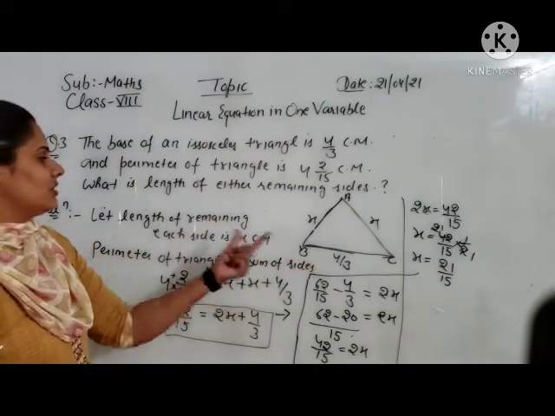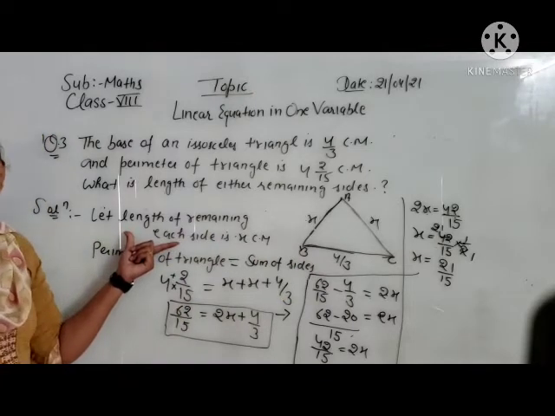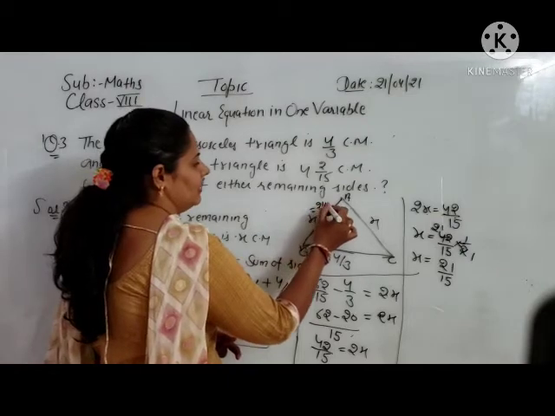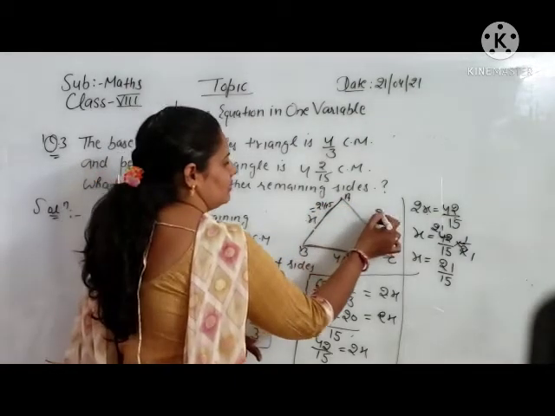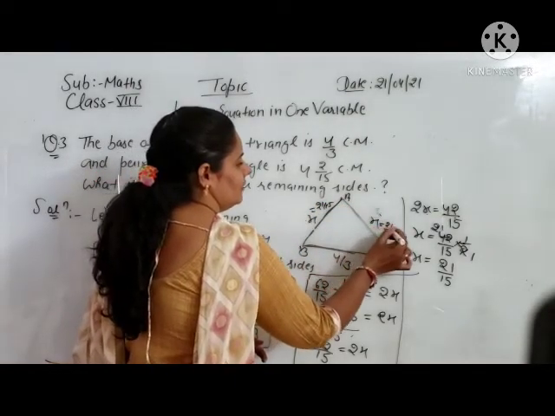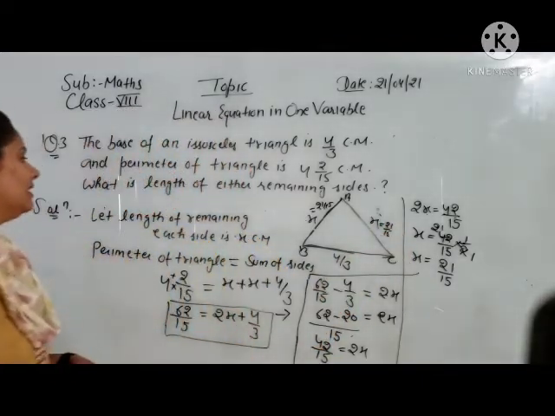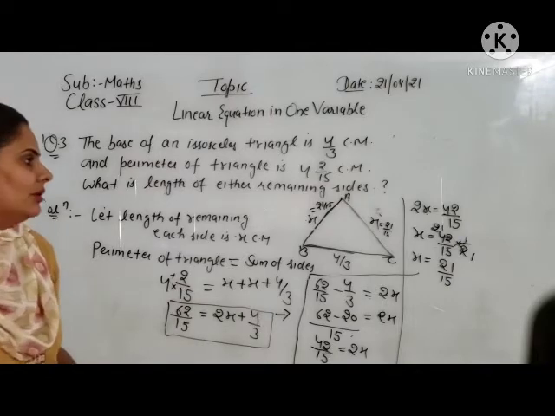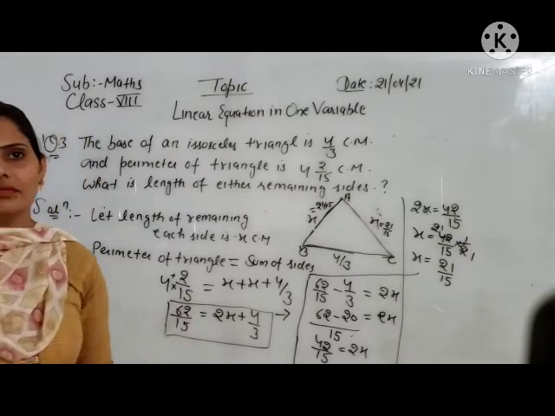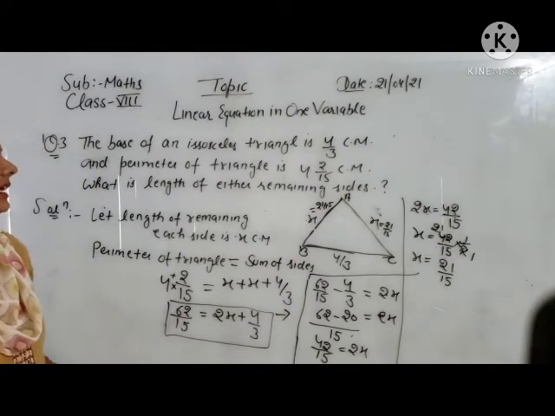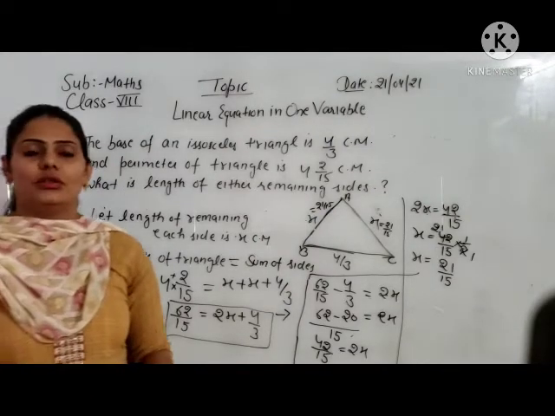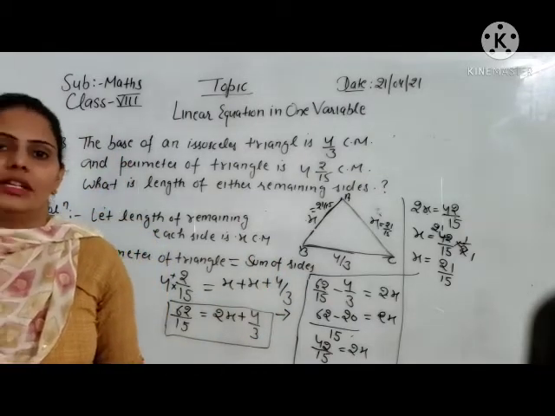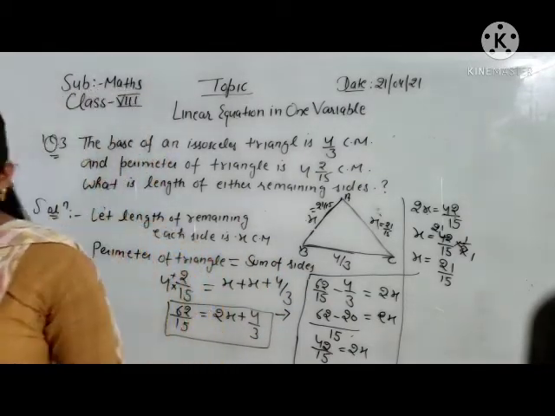Okay, now what is x? You have assumed x as the length of each remaining side. So what will be the length of each remaining side? It will be 21 by 15, and this is again 21 upon 15. So in the end you can write that the length of each remaining side will be 21 upon 15 centimeter. Clear? In the last line you can write, hence the length of each remaining side will be 21 upon 15 centimeter. Clear? Question number two.